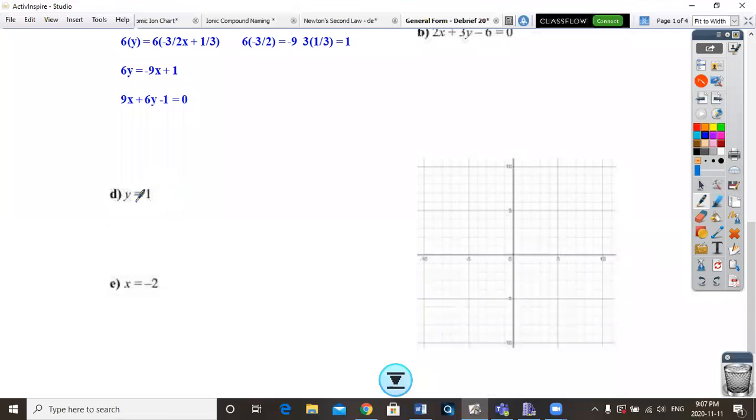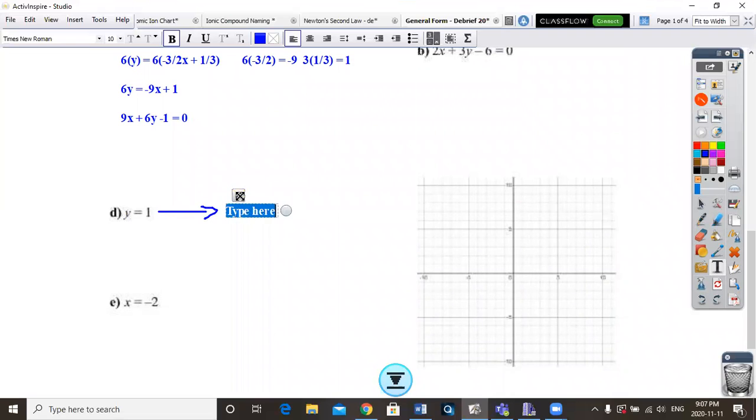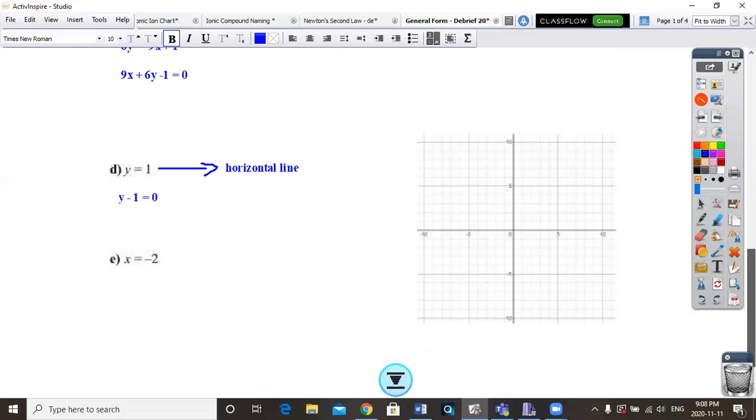Okay, here you'll notice that this situation is y equals 1. As you remember, this is a horizontal line. Slope is 0. So the standard form then is no different. We set everything equal to 0. So we're going to subtract the 1, so it's going to be y minus 1 equals 0. And that is the standard form for a horizontal line.